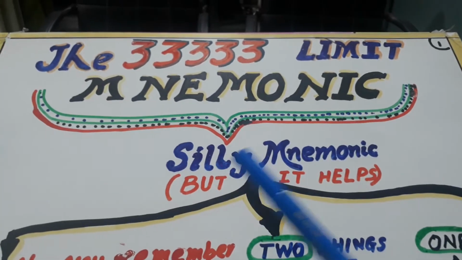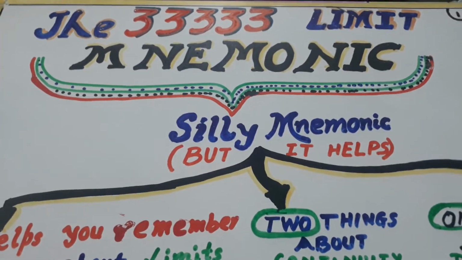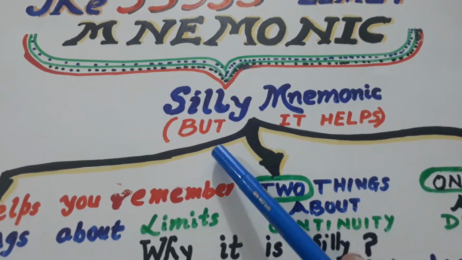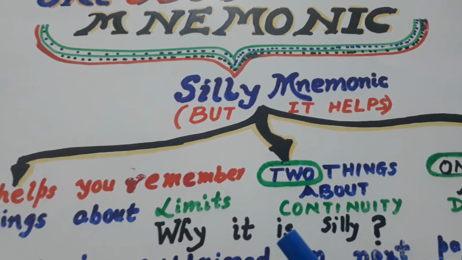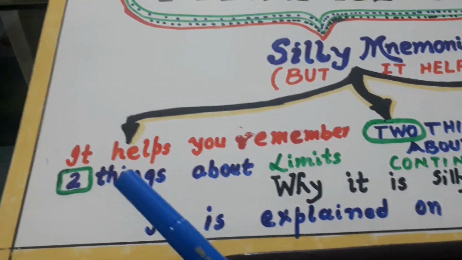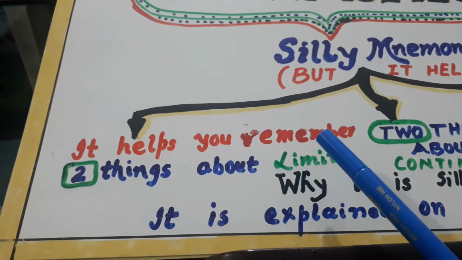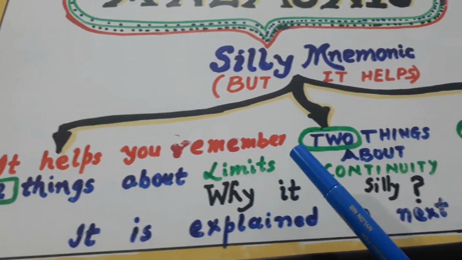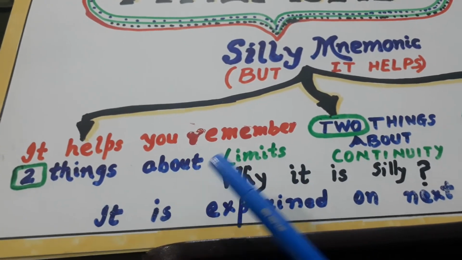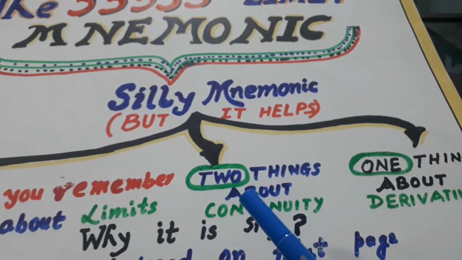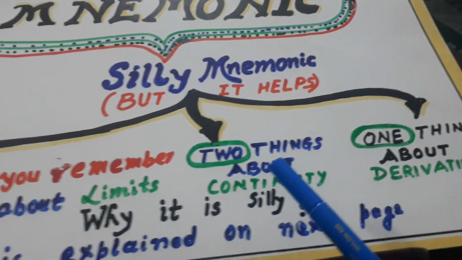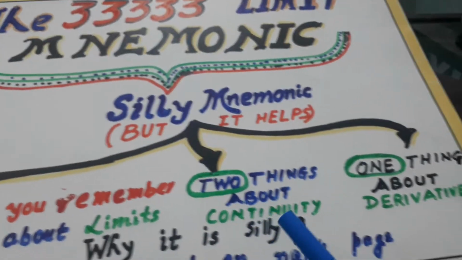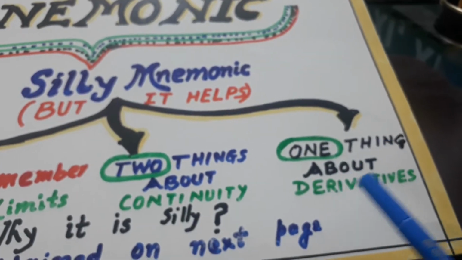It is a silly mnemonic. Why are we going at it when it is silly? But it helps. It helps you to remember two things about limits. It helps you to remember two things about continuity and one thing about derivatives.